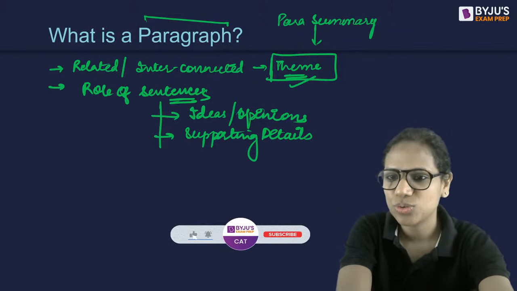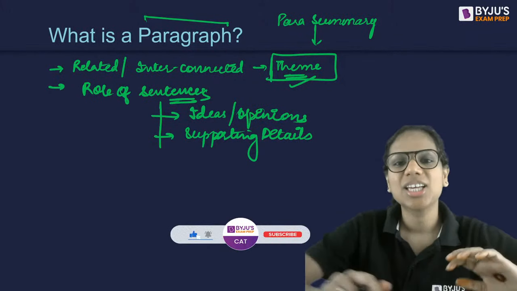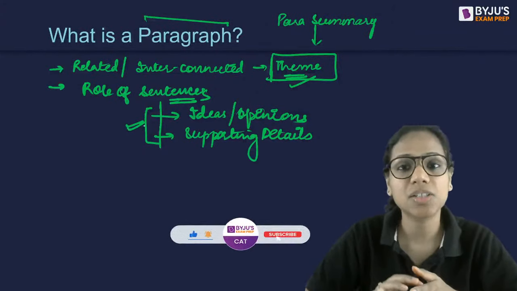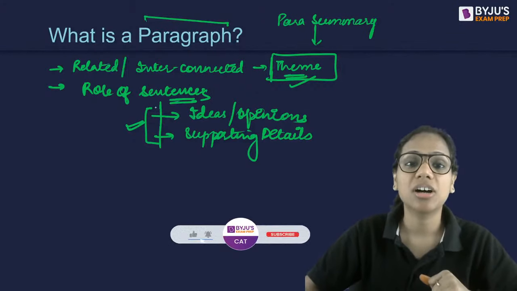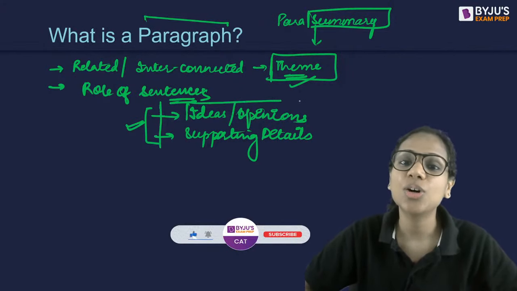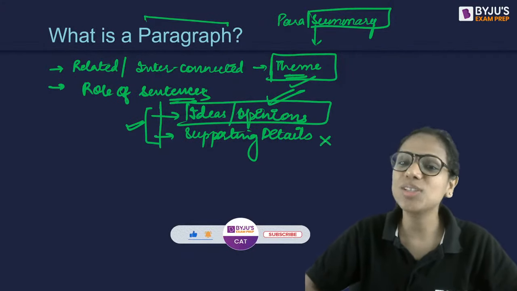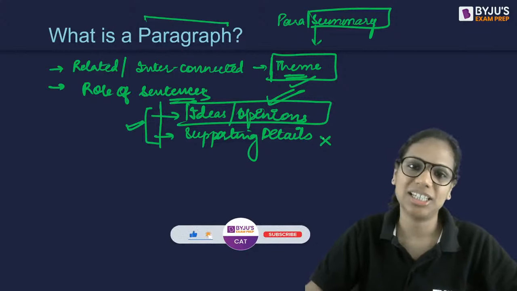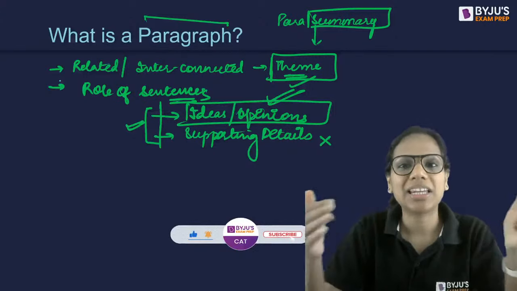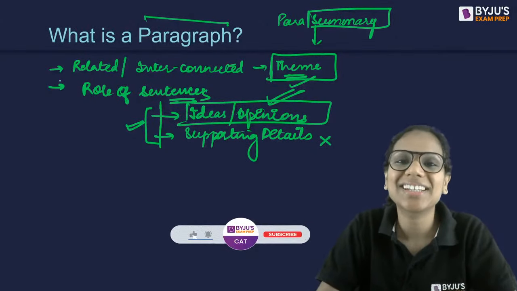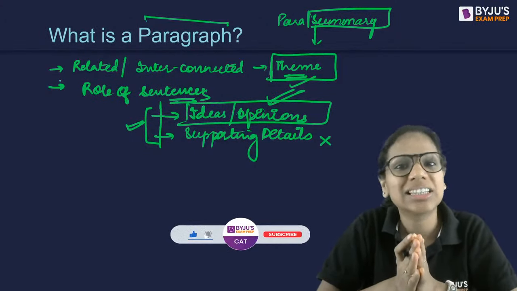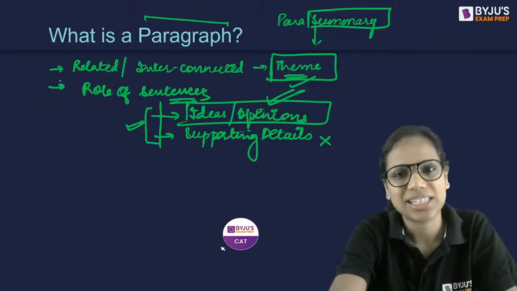Good afternoon. And yes, so this is equally important along with understanding the meaning of the sentence. Why? Because you will not have each and every piece of information in the paragraph summary. You will just have the opinions, the ideas, not even the supporting details at times in the summary. So this is why we need to understand the role of each and every sentence. A paragraph is a collection of interconnected sentences that play a specific role and are bound by a common theme. That is what a paragraph is.